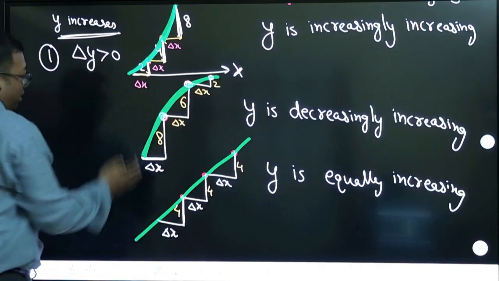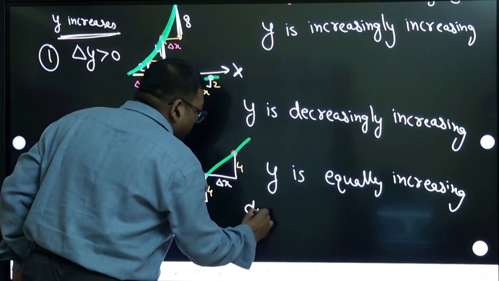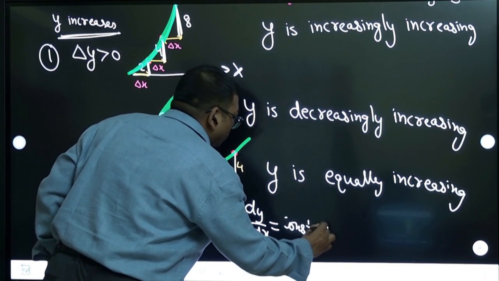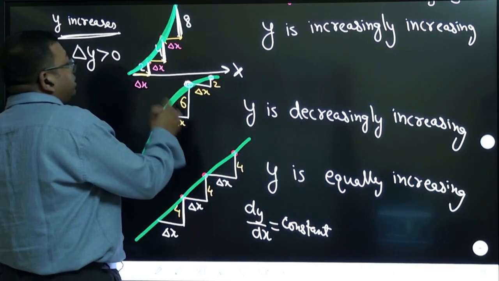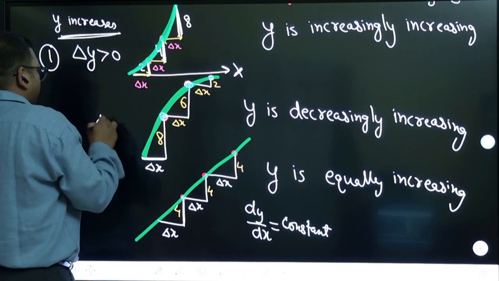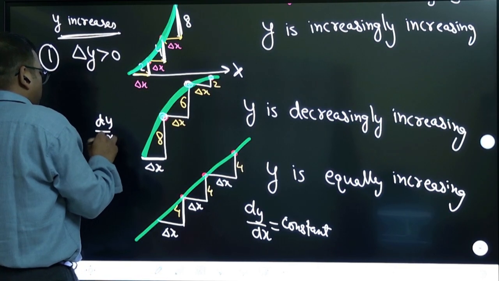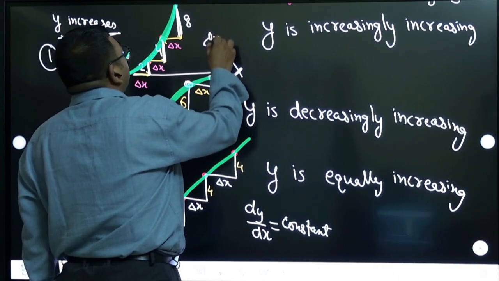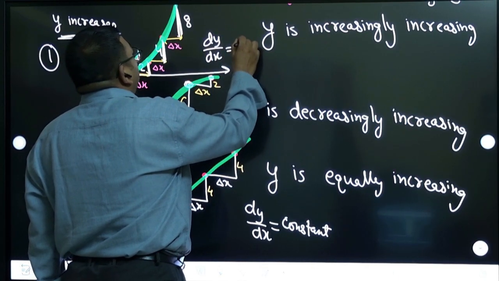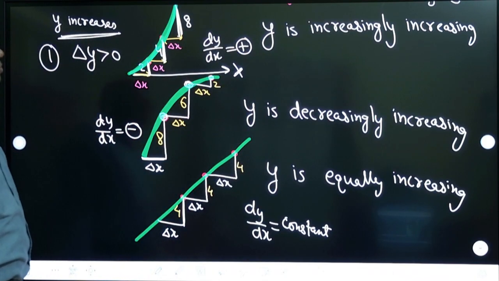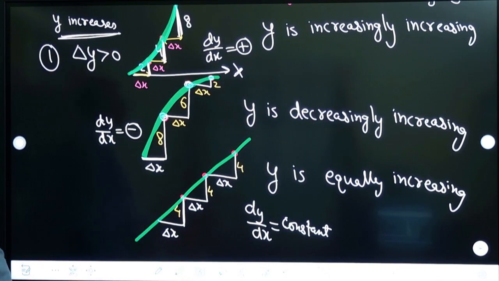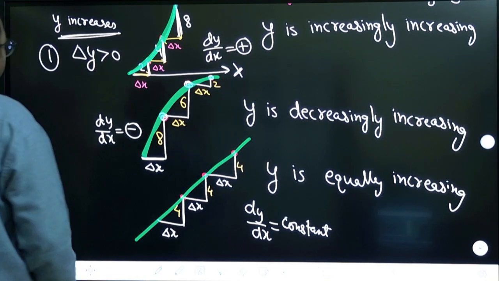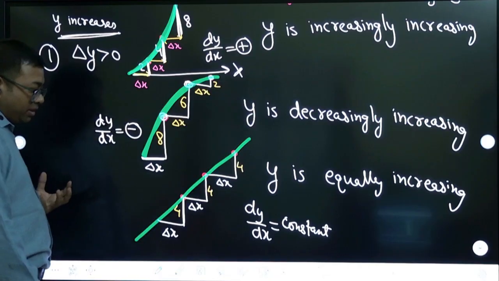So here you can say the slope dy by dx is going to be constant. In this case the slope will be negative. Dy by dx is going to be negative for this case, and for the first case dy by dx will be positive. Are you understanding this? Yes. Okay, so this is dy by dx. We will understand more about dy by dx, but this is the increase we are talking about.